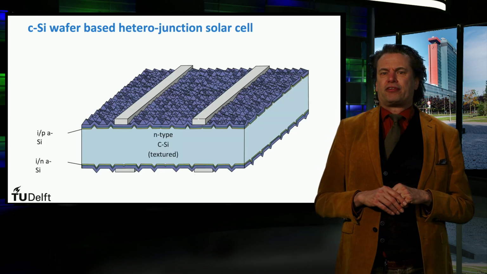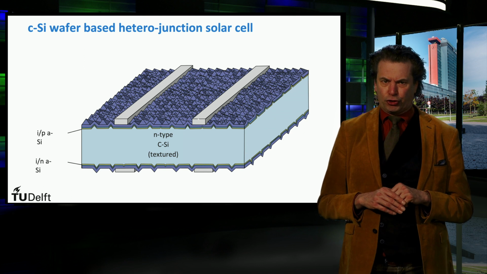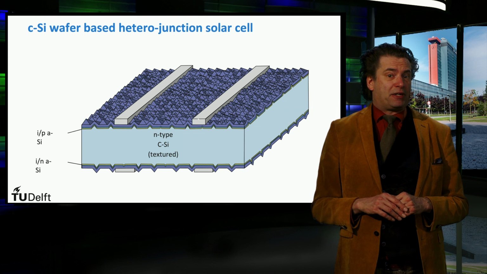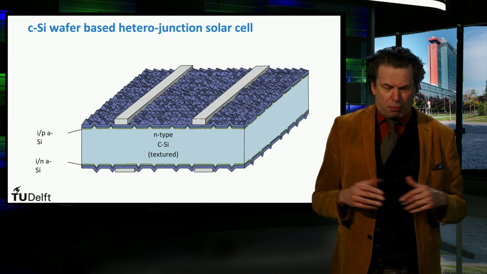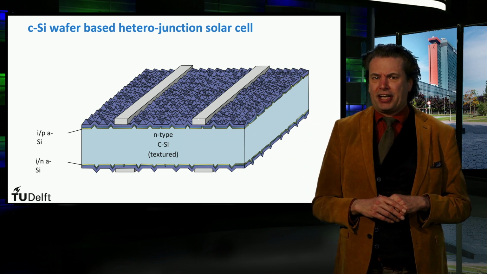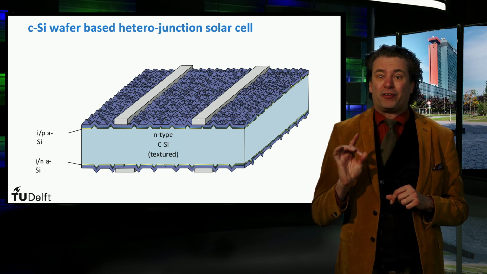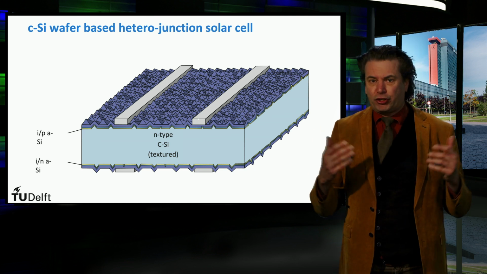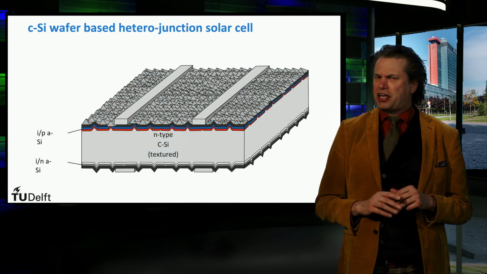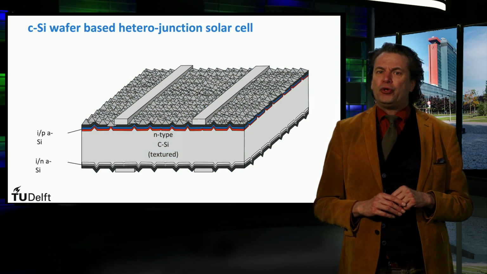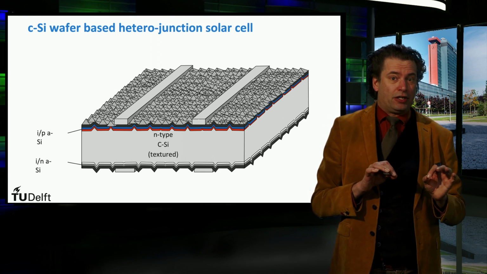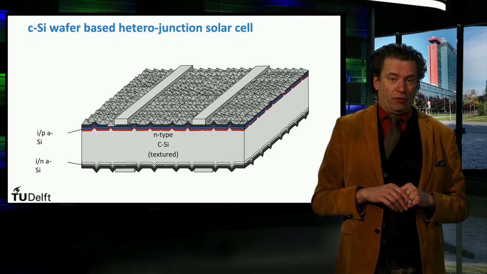Now look at this crystalline silicon wafer-based heterojunction solar cell. This is a concept which has been invented by the Japanese company Sanyo, which is nowadays part of Panasonic. The Panasonic cell is called the HIT cell, which stands for heterojunction with intrinsic thin film. The heterojunction cell configuration has two junctions. The junction at the front side is formed using a thin layer of only 5 nanometers of intrinsic amorphous silicon, which is indicated by the red color.